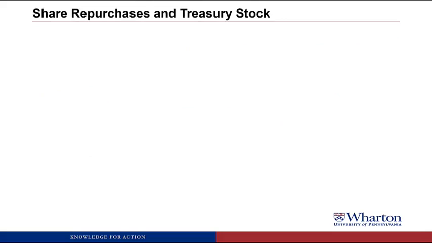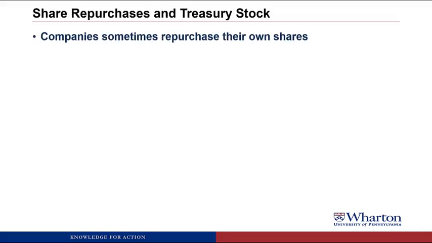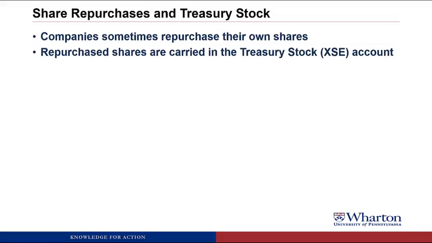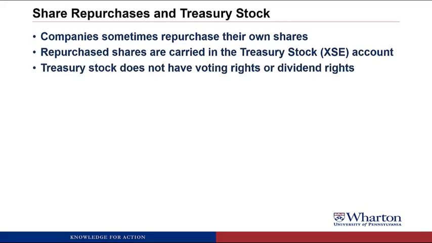Next thing we're going to talk about is share repurchases and this account called treasury stock. So companies sometimes repurchase their own shares. These repurchased shares are carried in the treasury stock account, which is a contra shareholders' equity. So XSE stands for contra shareholders' equity. That means it goes up with a debit and down with a credit balance. So just the opposite of the way stockholders' equity normally works.